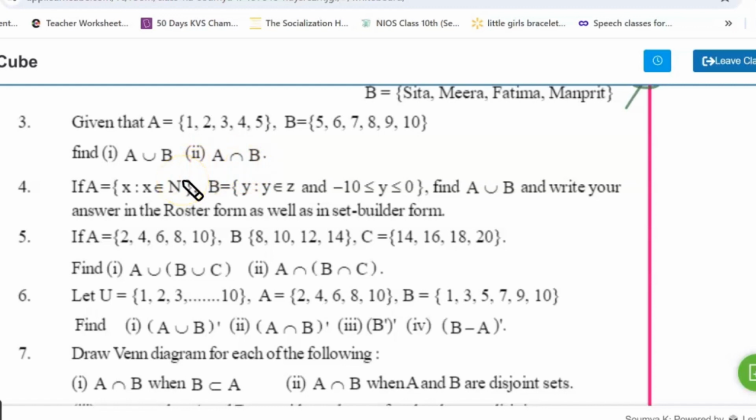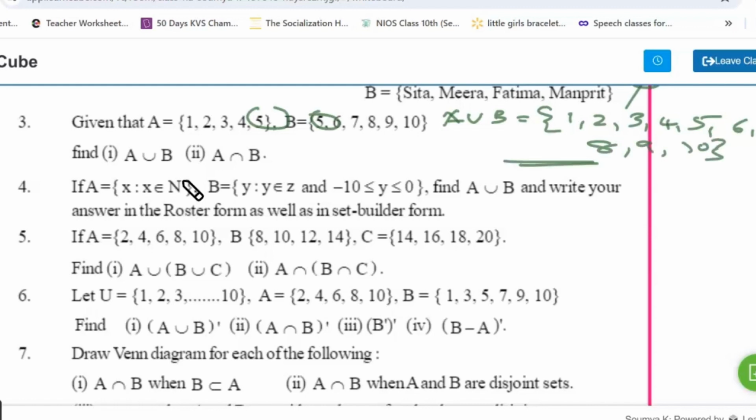So first part is A union B. You have to list out all the elements of your A set that we have already done and write down everything from B. And if a common element exists, that means we have 5 common here, write it once and then write the rest of the numbers in the list. This is A union B. If you go for intersection, the set would be {5}. The common element is 5.